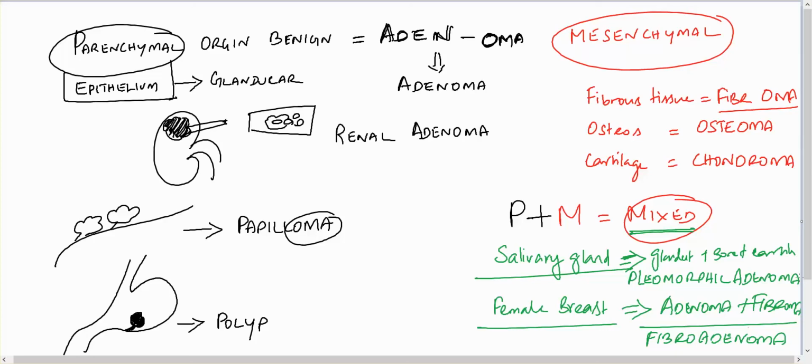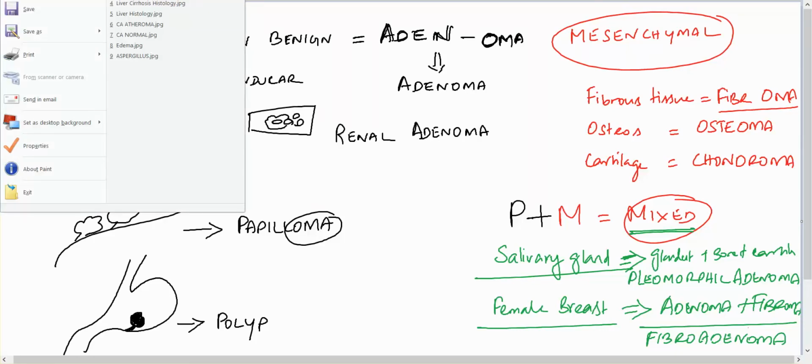They have both parenchymal and mesenchymal components. So when we have parenchymal and mesenchymal components, we have to put both their names and tell the tumor name.